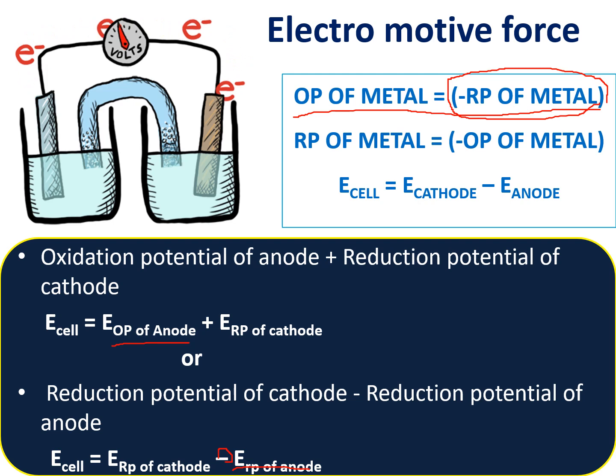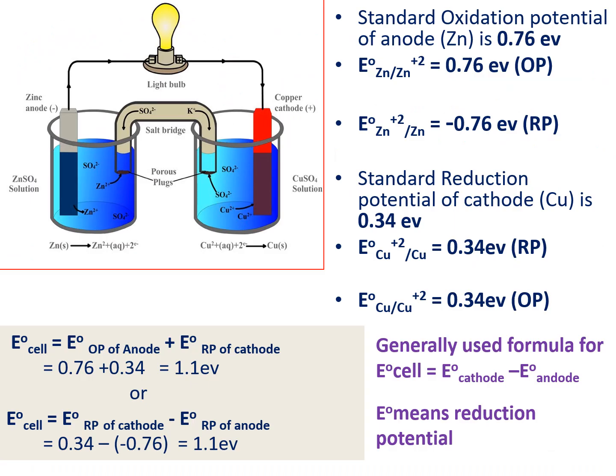Now in words we can read it as the difference between the reduction potential of the cathode and the reduction potential of the anode. So it is very simple. There is no confusion. Let's look at a numerical problem for better understanding.